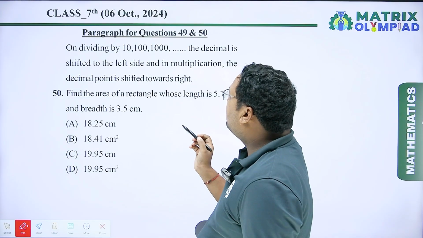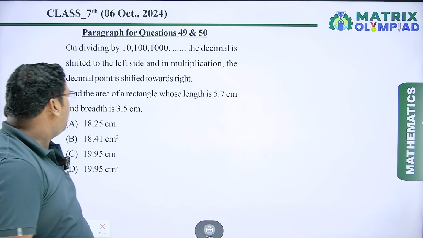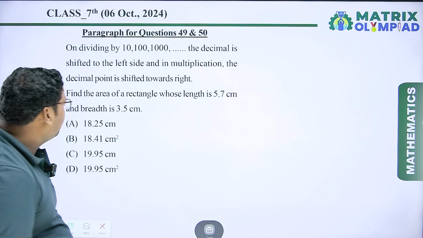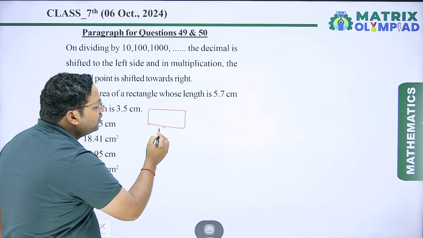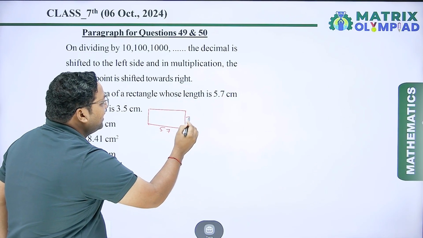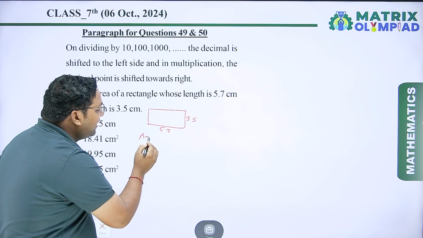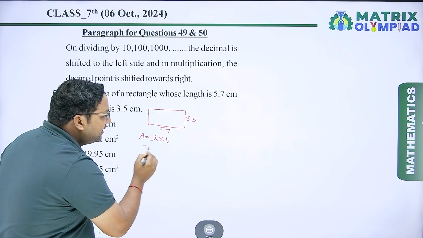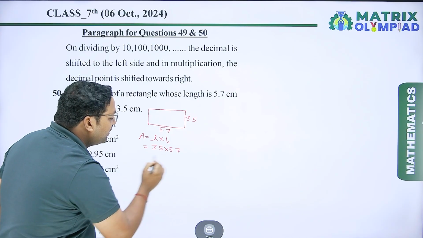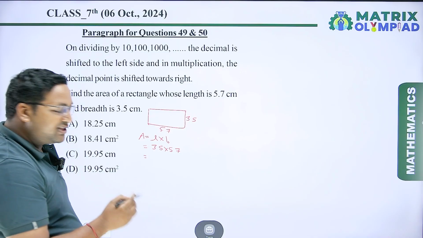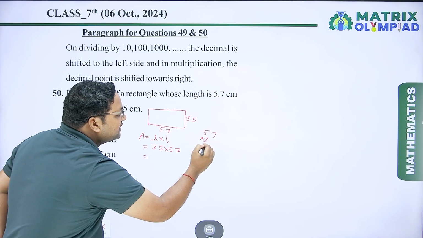Next, find the area of a rectangle whose length is 5.7 centimeter and breadth is 3.5 centimeter. So let's make a rectangle and put the length value 5.7 and the breadth 3.5. And we know the area of a rectangle is length into breadth. So we have to multiply these two numbers, 5.7 multiplied by 3.5.